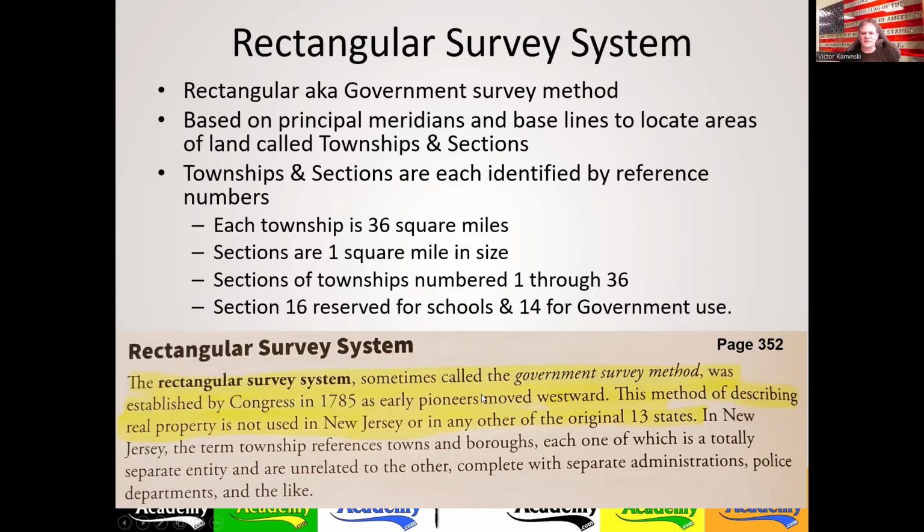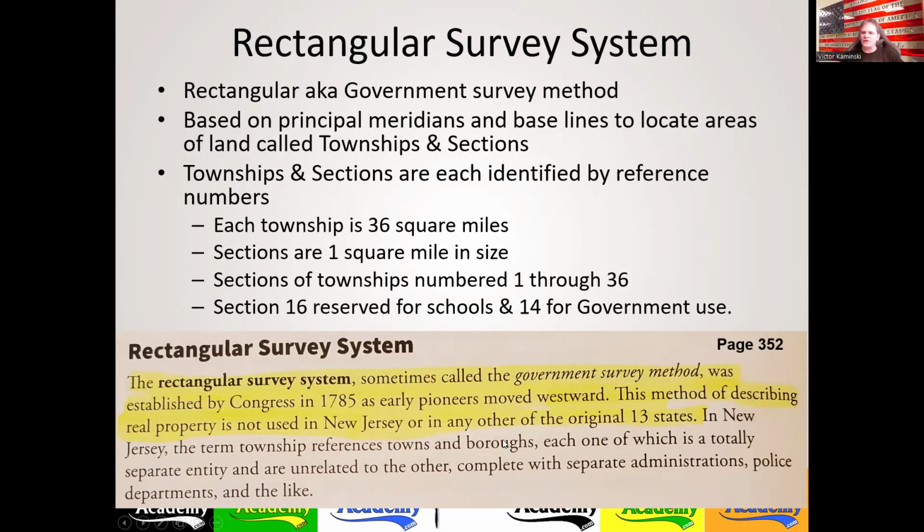So the rectangular survey system, sometimes called the government survey method, was established by Congress in 1785 as early pioneers moved westward. And this method of describing real property is not used in New Jersey or any of the other 13 original states. Got it.